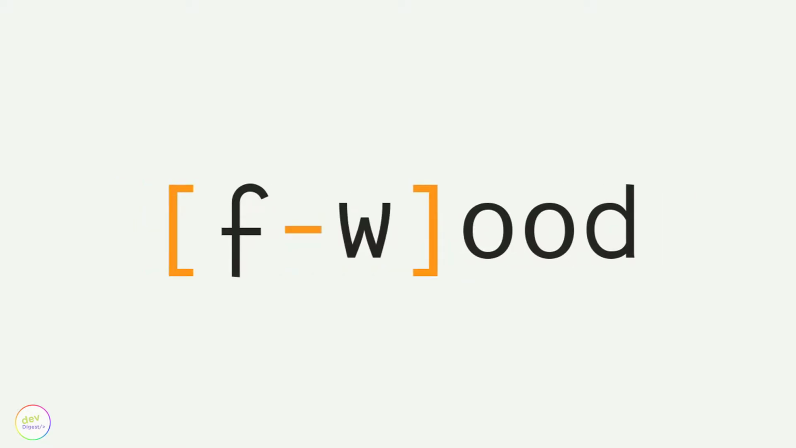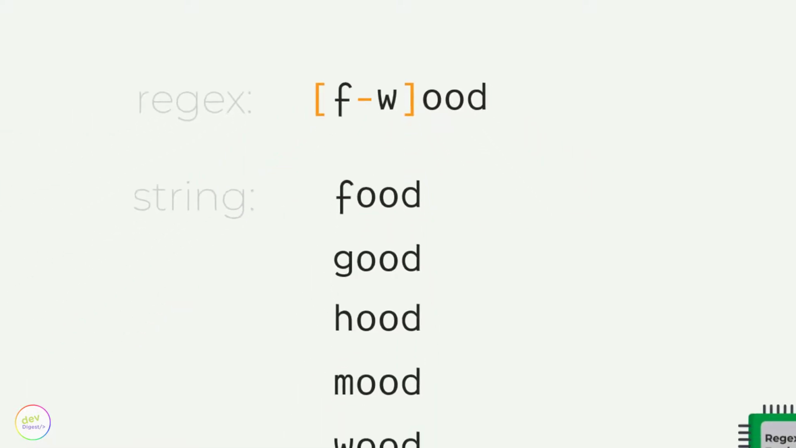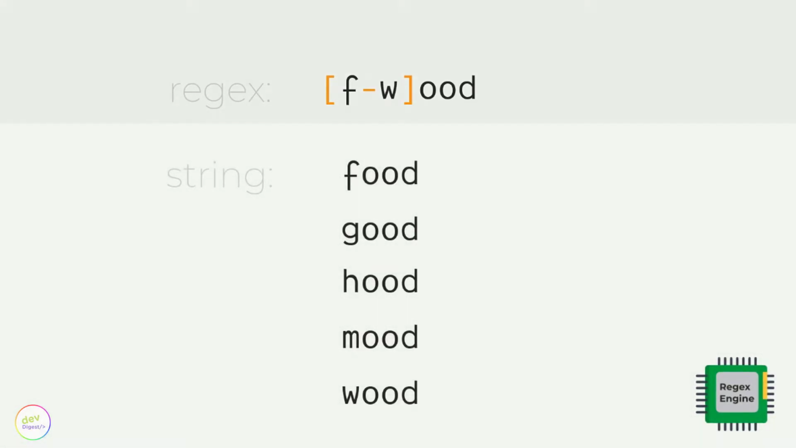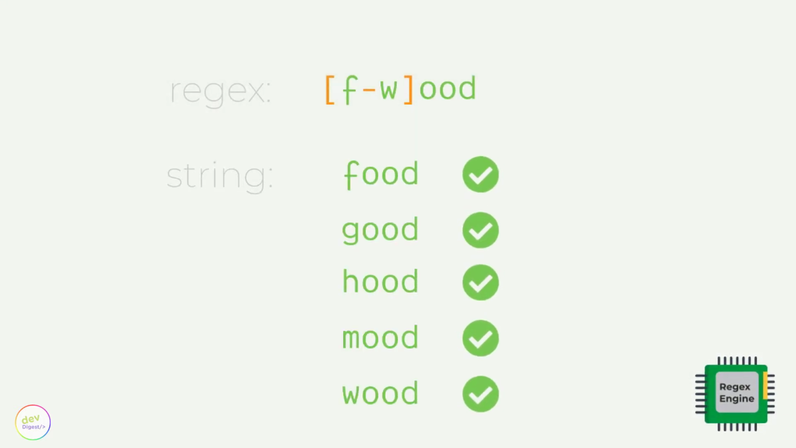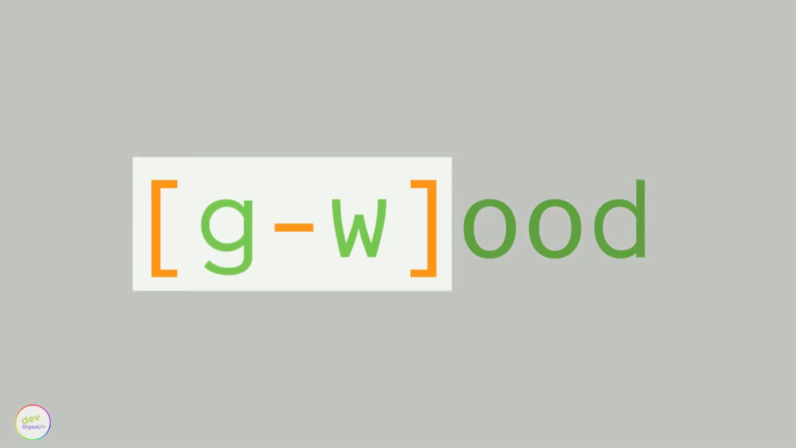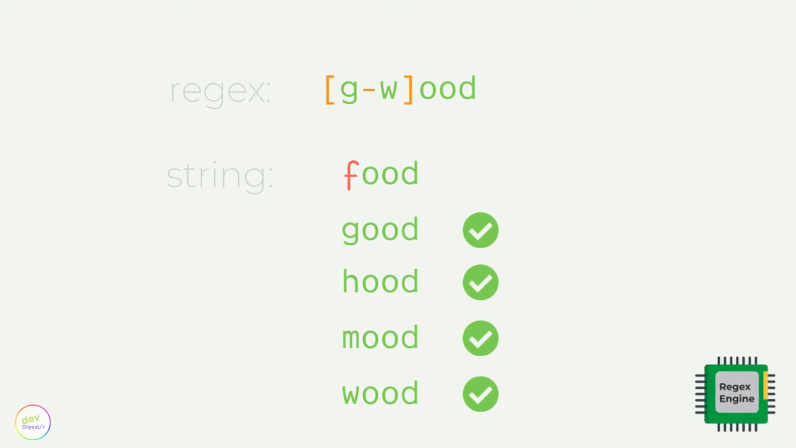Using the examples from the previous lesson, the regular expression f-w in square brackets followed by the lowercase characters OOD will match the strings food, good, hood, mood, and wood. Now, if the expression changes to match any character from G to W at this position, for example, then this will not match the string food. This is because the character F is not part of the character range defined.